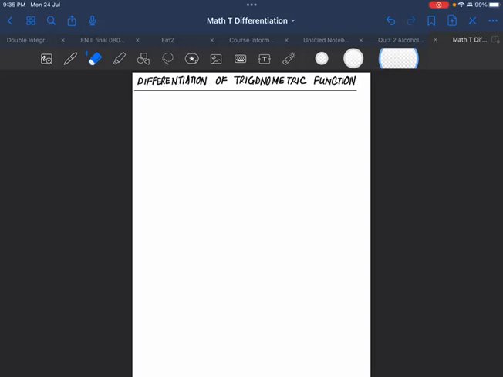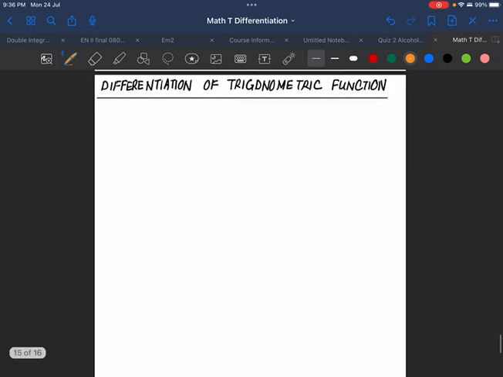So after implicit differentiation, now we are going to the differentiation of trigonometric functions. The derivation of the differentiation of trigonometric functions is actually not needed in the STPM syllabus. However, we can try to derive it, and if you are not interested in the derivation part, you can just memorize and skip to the summary parts. So yeah, here we go.